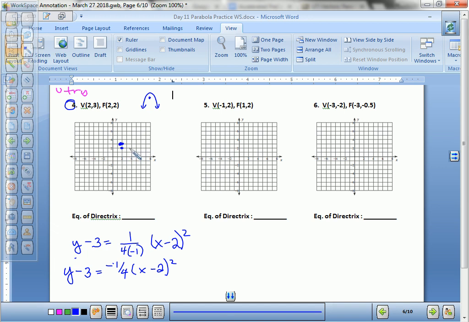Okay, so if this is 1, I go 2 and 2, and it graphs like that. And my directrix would be 1 up from that, so it would be the equation y equals 4.